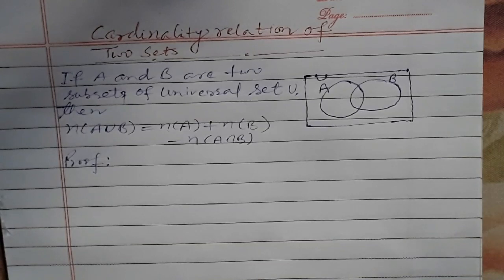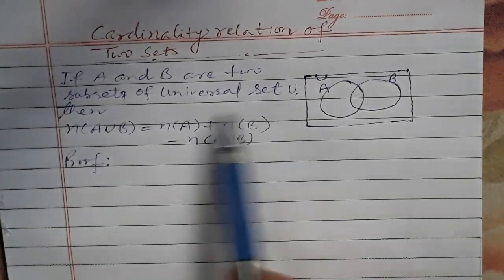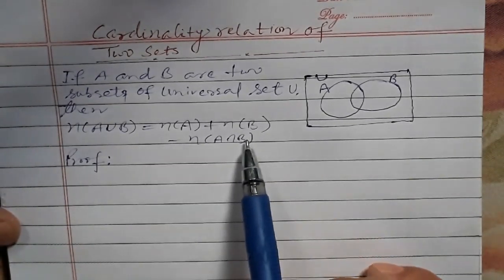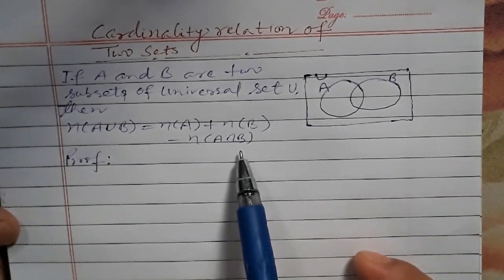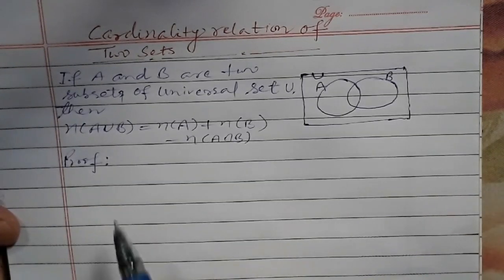If A and B are two subsets of the universal set U, then n of A union B is equal to n of A plus n of B minus n of A intersection B. We are all familiar with this formula. Let's see how to prove it.